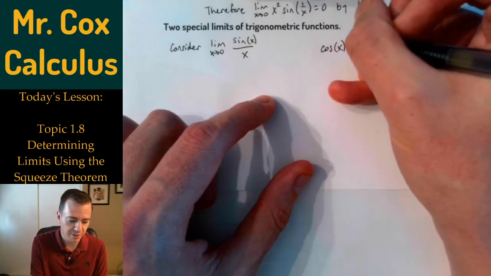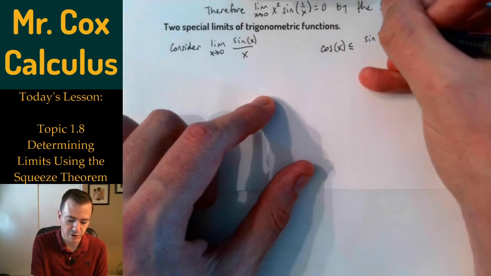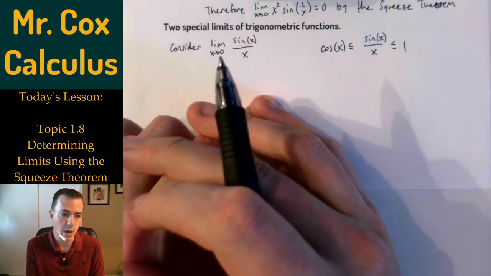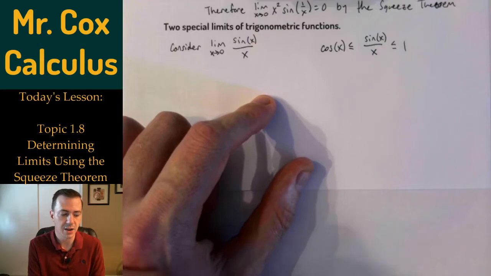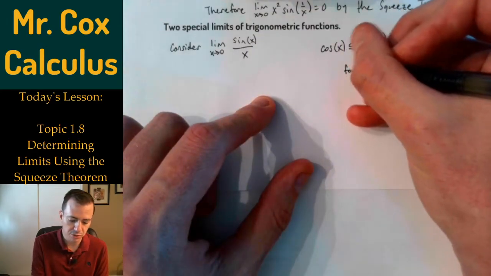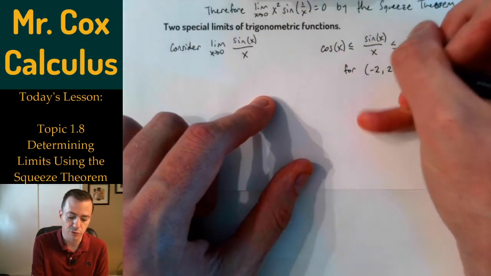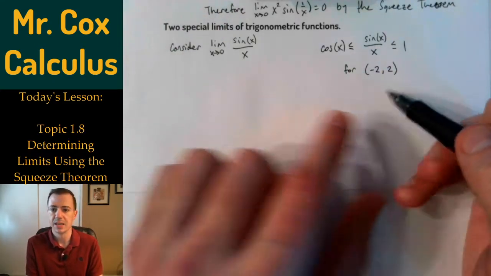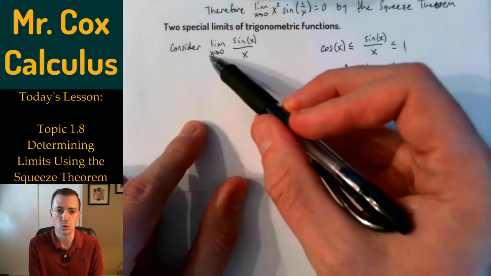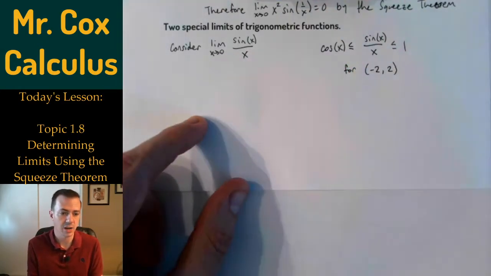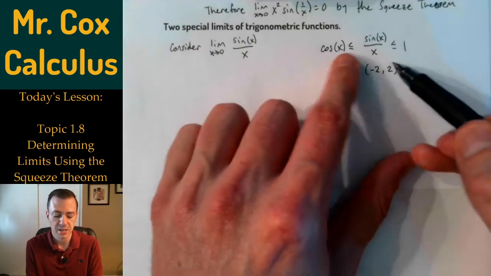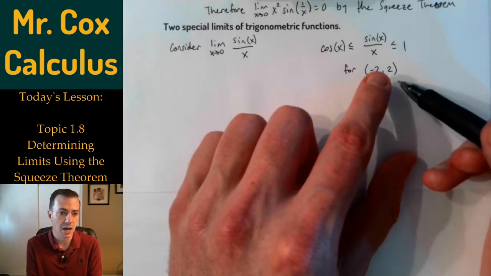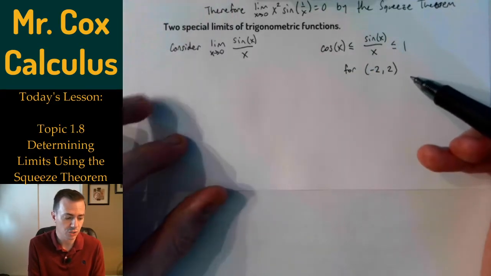The cosine of x is less than or equal to this function, sine of x divided by x, which is less than or equal to 1. And it's not true for the entire domain, but that is a true statement, at least on the open interval from -2 to 2. And if you recall what we said about our squeeze theorem, it has to be for the interval that includes this value right here, and obviously 0 is on this interval. So the function that I want is bound by these two functions, at least where x is approaching 0.